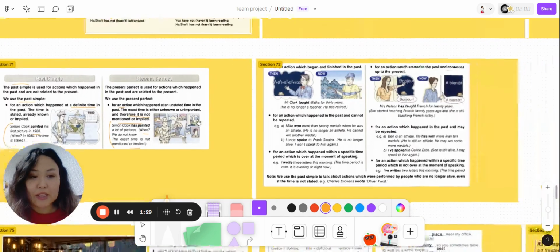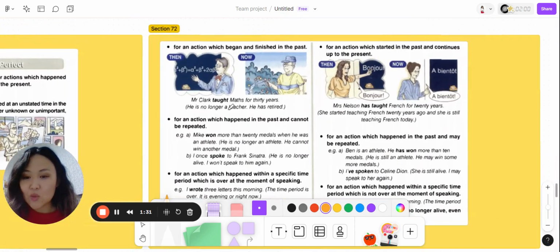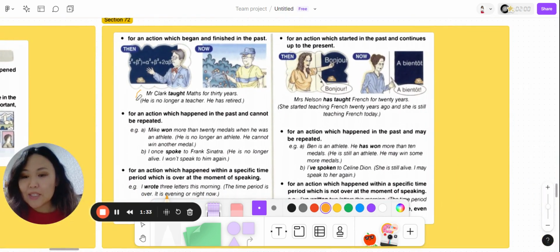So let's look at some more examples. Next one. Mr. Clark taught maths for 30 years. He's no longer a teacher. He stopped teaching. He has retired. We can see him gardening right now. So we talk about a past action which began and finished in the past.